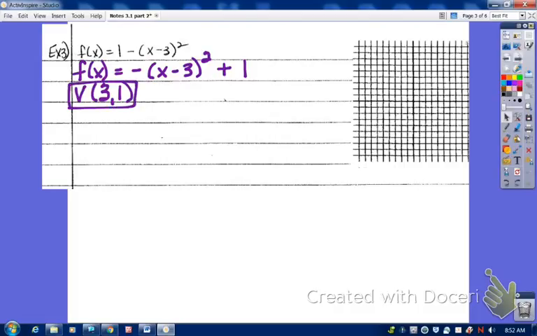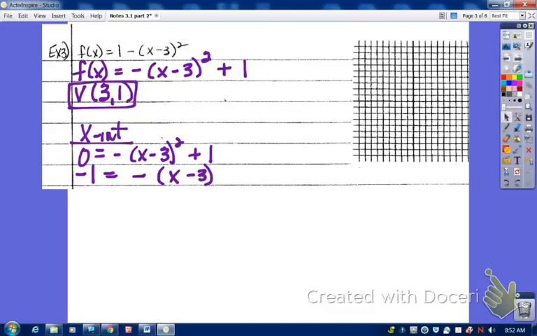Alright, that's important. Let's find the x-intercepts. What goes to 0 for the x-intercepts? The y goes to 0. So we have 0 is equal to negative x minus 3 squared plus 1. And then we can't take the square root of x minus 3 squared yet because there's the plus 1 and then there's the negative out in front. So let's move the plus 1 first. So if we move the plus 1 over to the left, it becomes a negative 1.